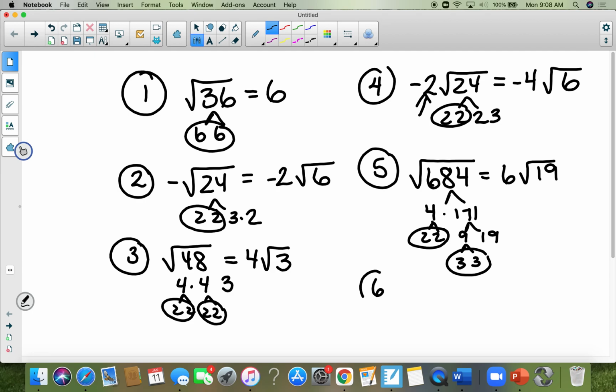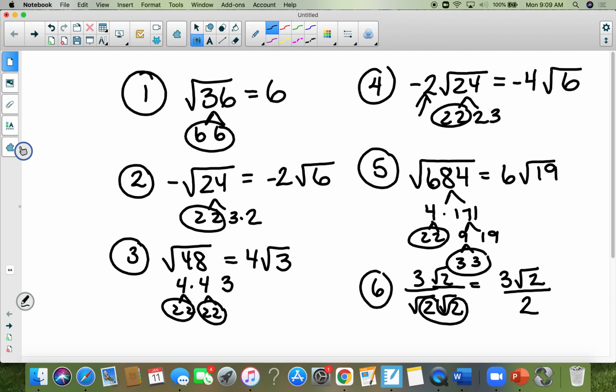And number 6. 3 over root 2, I can't leave the radical in the denominator, so I have to multiply the top and the bottom by root 2. So it's 3 root 2 on the top, and for every 2 you have underneath, I can take one out. So those are the first 6 problems on your worksheet. Those are the answers to those.